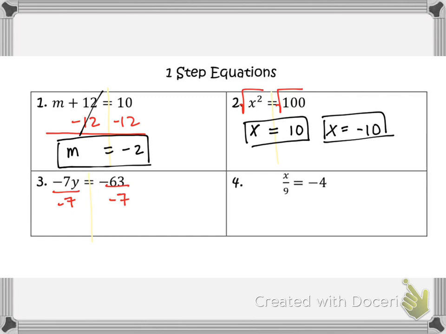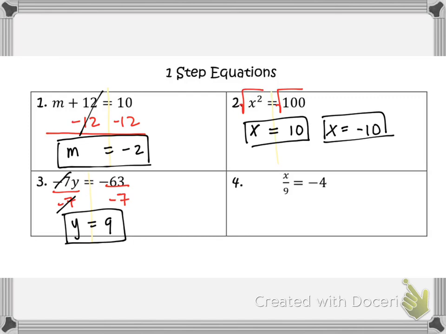So I know that on the left side, the negative 7s will cancel out, and I'm just left with y. And negative 63 divided by negative 7, a negative divided by a negative is a positive, 9.